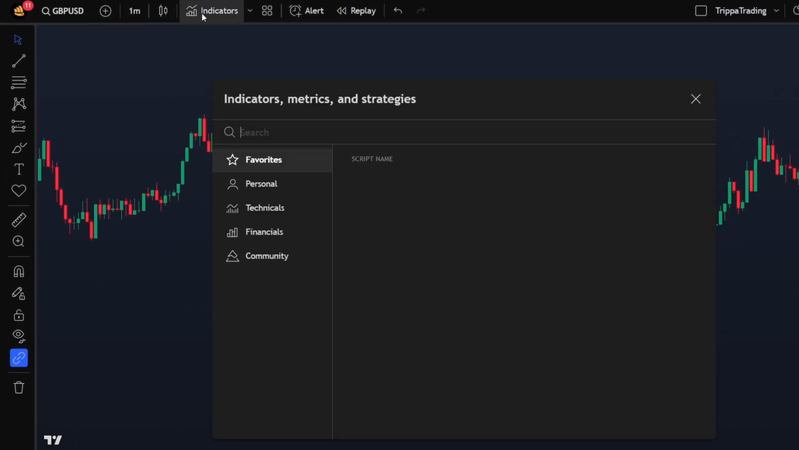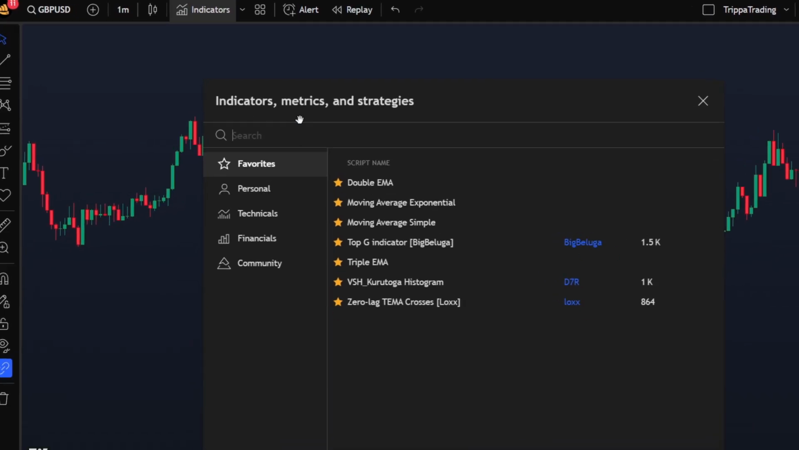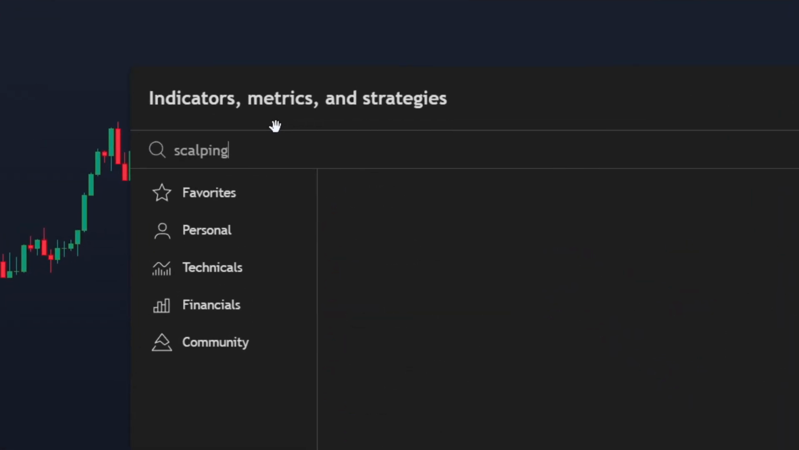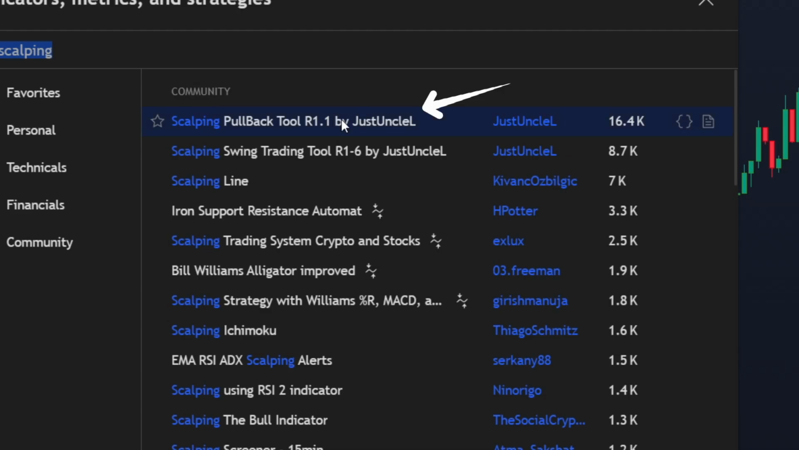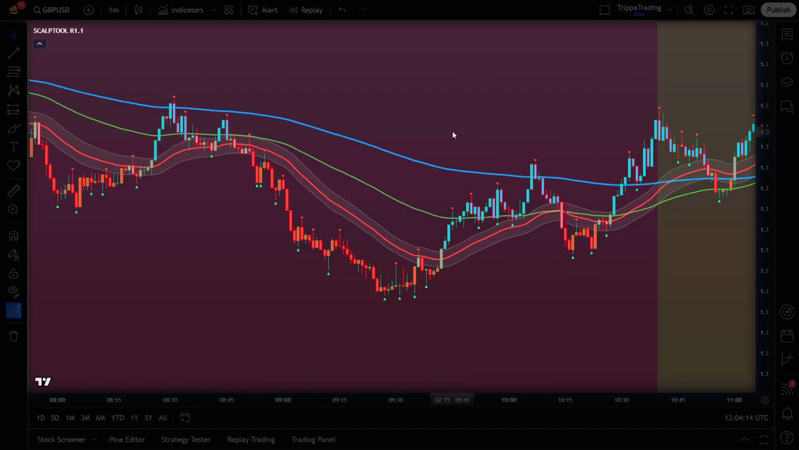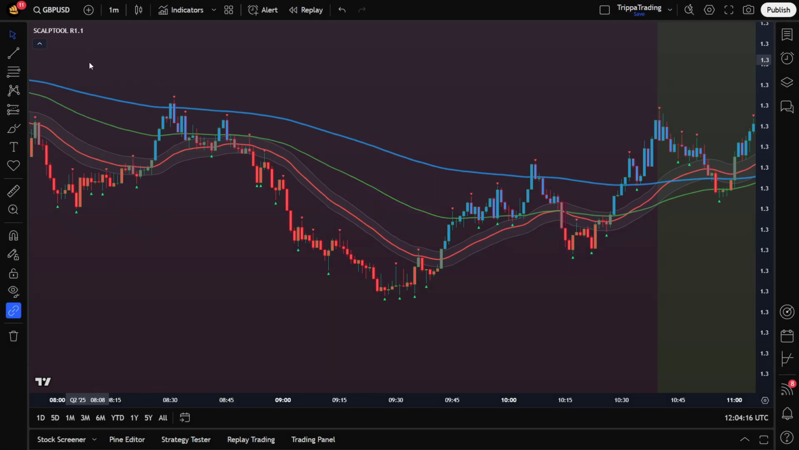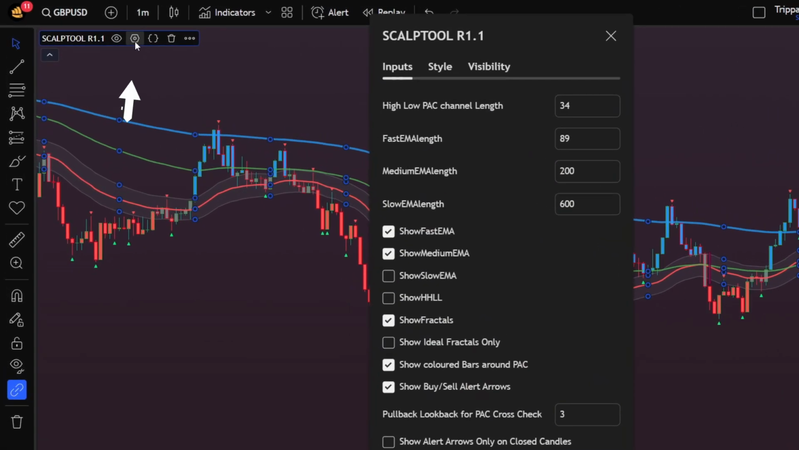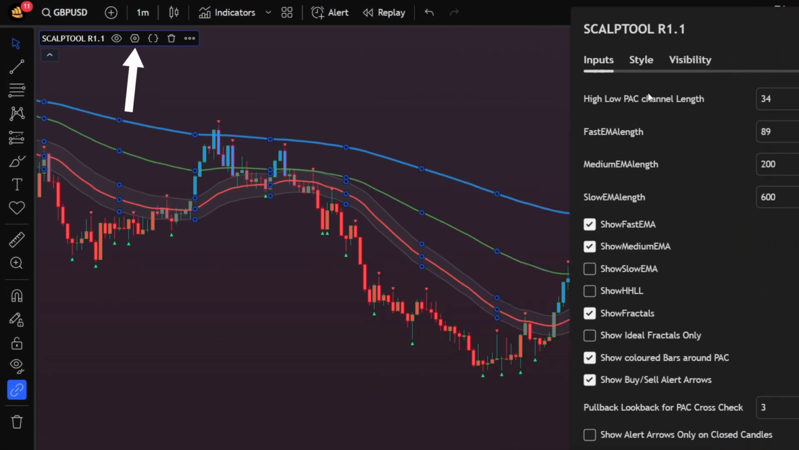To add this amazing indicator to our chart, click on Indicators and search for Scalping Pullback Tool. It's the one that's created by Just Uncle L. Once added, you'll see that it's overlaid directly on the price chart. Let's first break down what we're seeing. To better understand each of these lines, we'll open the indicator settings.